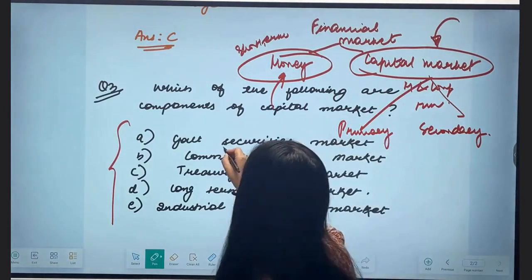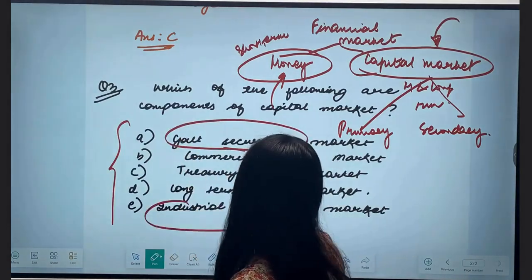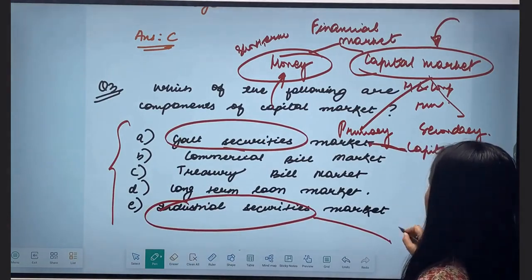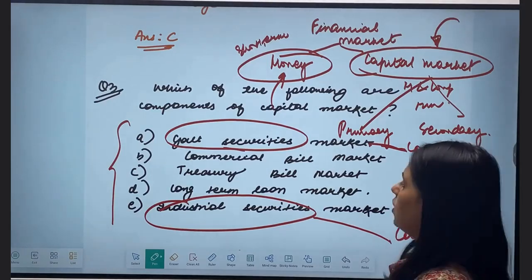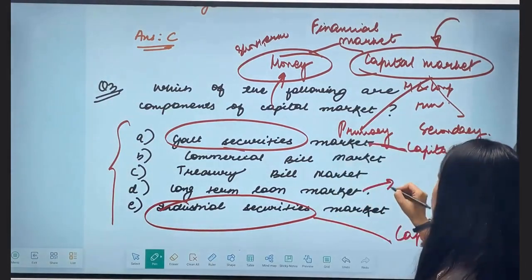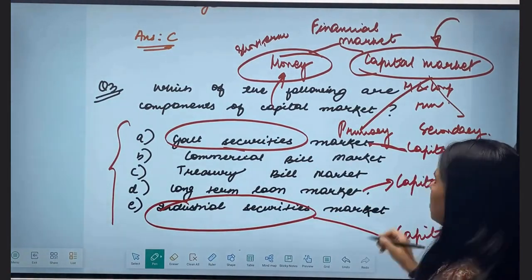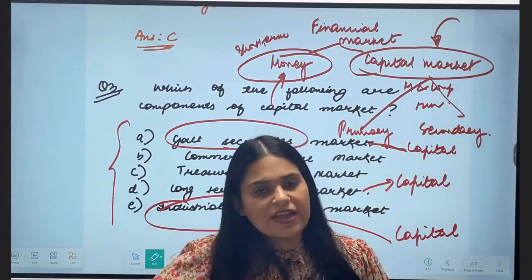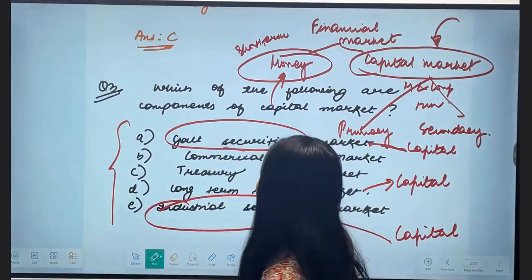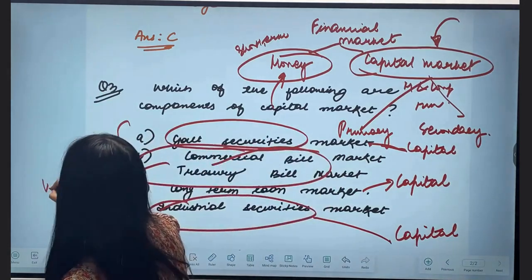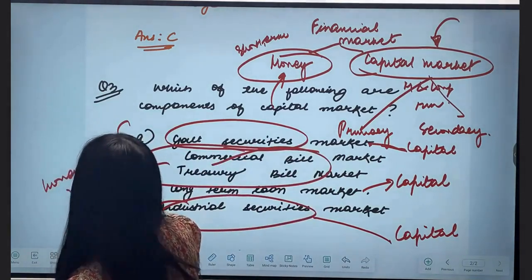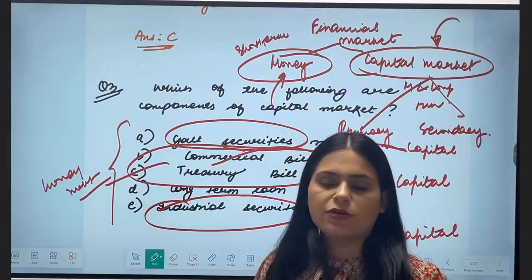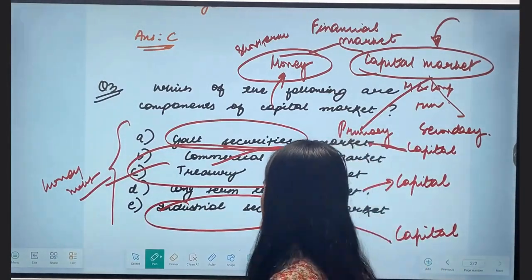So security markets, whether government securities or industrial securities, these are long run markets, so these are capital in nature. Long term loan is written, so automatically it is capital. But commercial bills, T-bills, which are introduced for within 365 days, they are all short term markets, so these come in the money market. So B and C are part of the money market and A, D, E are part of the capital market. Okay, let's go to the next question.